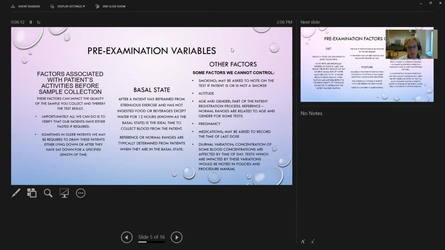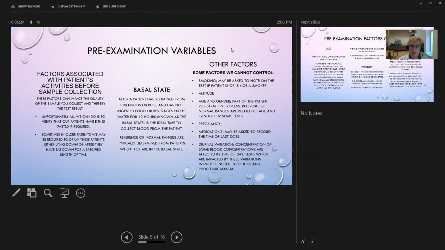So anything that the patient has done to alter that state, if they've exercised, if they just ran the steps, in some older patients, even just walking from the car is not going to get them back to their basal state by the time you draw their blood. They may need to sit 15 minutes. Some other factors we cannot control is smoking. There are certain tests we may need to note if the patient is a smoker.